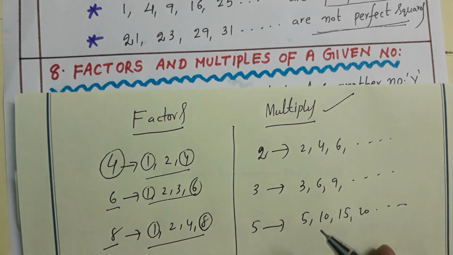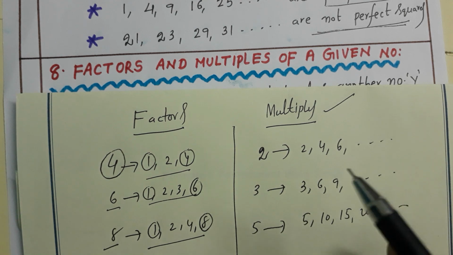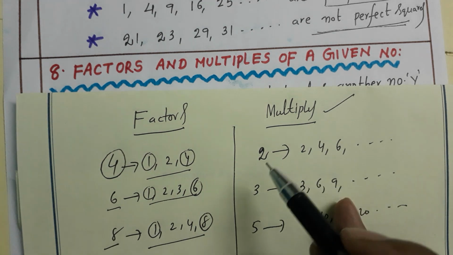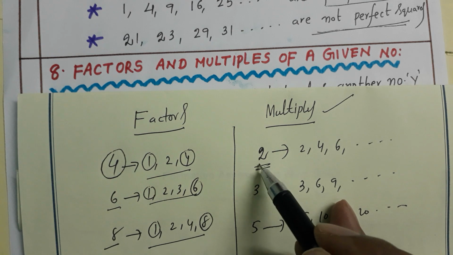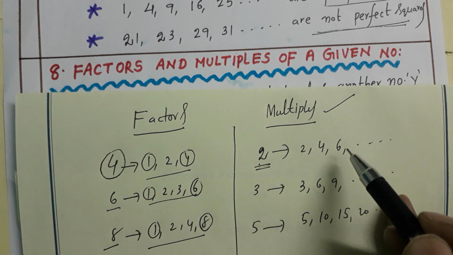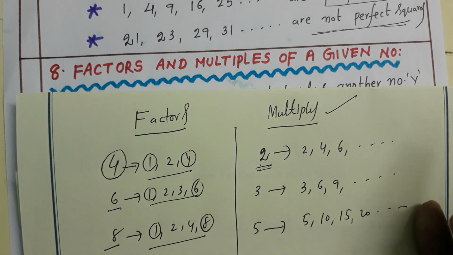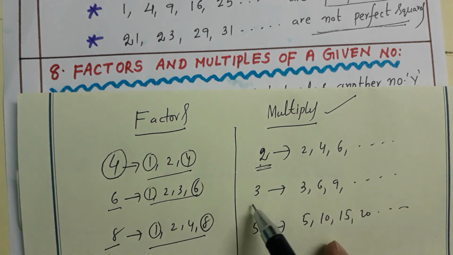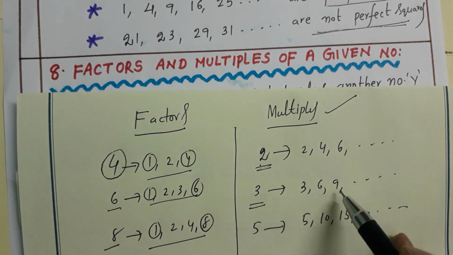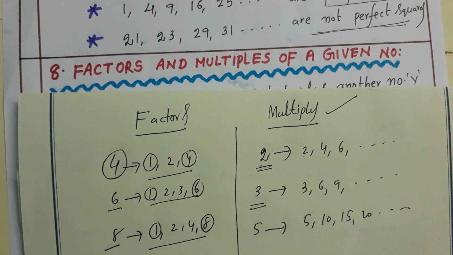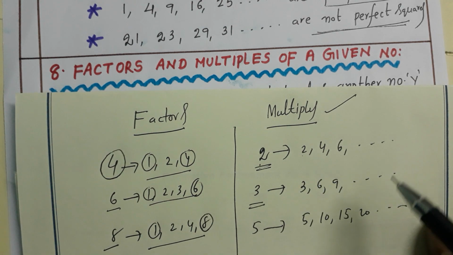Whereas coming to the multiples of a given number, simply you write its table. I mean to say, you multiply the counting numbers, 1, 2, 3, 4, etc., with the given number. For example, if you want to write the multiples of 2, you write 2 1s are 2, 2 2s are 4, 2 3s are 6, and so on. That means I multiplied the counting numbers 1, 2, 3, 4, etc. by 2. In the same way, for the multiples of 3: 3, 6, 9, etc. For 5: 5, 10, 15, 20, etc. So, if you observe here, the multiples are not finite, they are infinite.